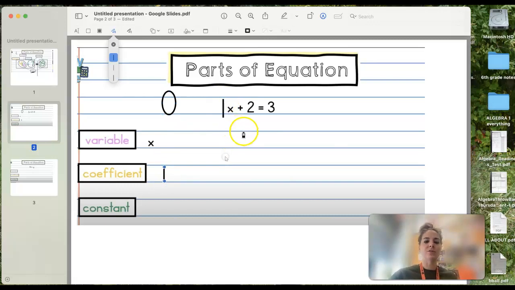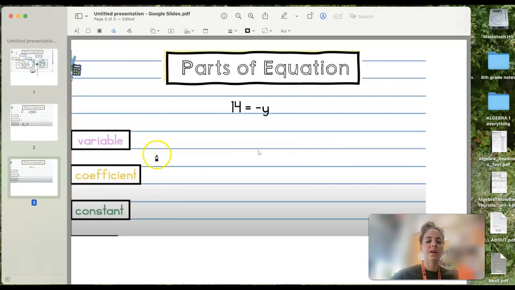Our constant, there's two constants in here. See if you can identify them. Positive 2 and 3. Those are our numbers without any variables attached to them. All right, let's look at this one. Can you find the variable?